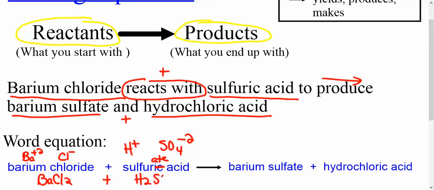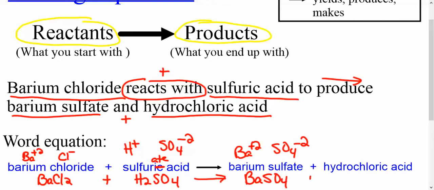H2SO4. Bring your yield sign down. Barium sulfate, Ba is +2, sulfate is -2, so they cancel each other out. BaSO4 plus hydrochloric acid. Since it has the hydro prefix, you know that it's hydrogen and one other element. This tells you which element. So that's the chloride. So it's H+, Cl-, which yields HCl. And there is your equation.